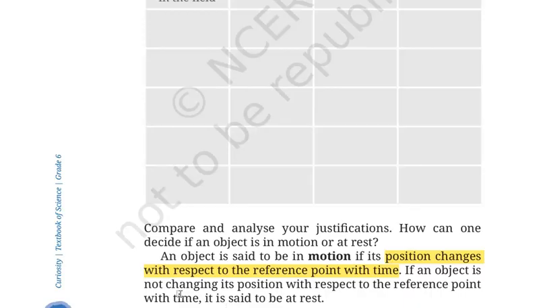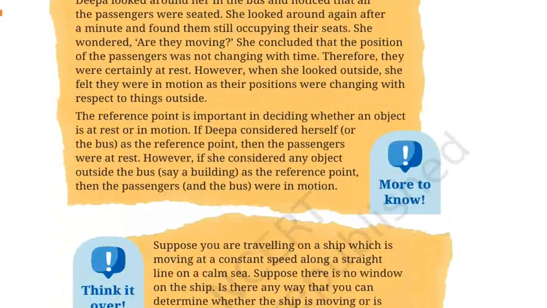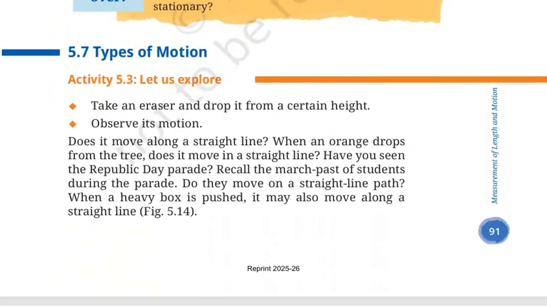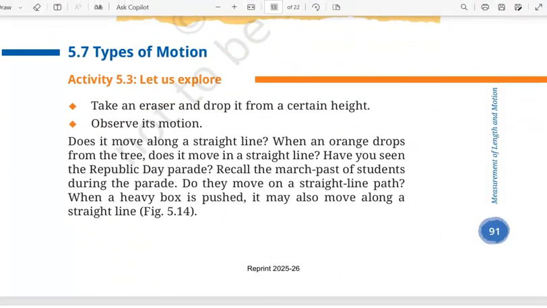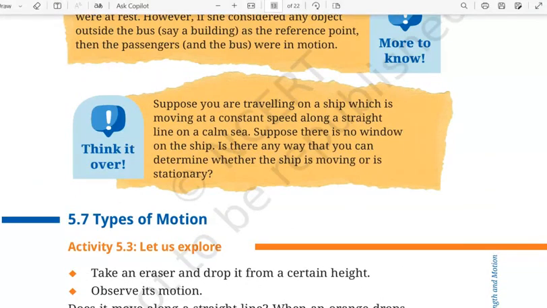If an object is changing its position with respect to the reference point, it is in motion. Whereas if it is not changing its position with respect to the reference point, then the object is said to be at rest. So here you get the definition of rest and motion. I will explain it to you with the help of an example and then we will enter into the types of motion.